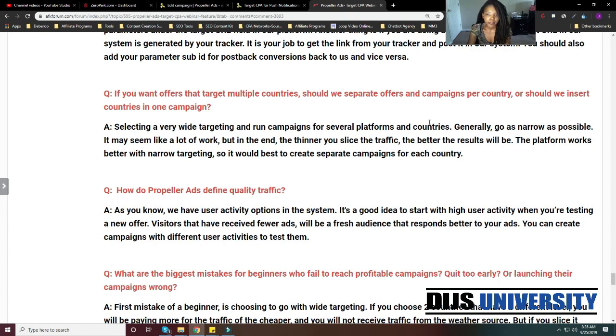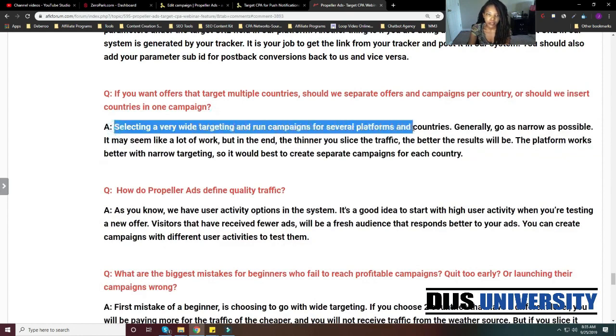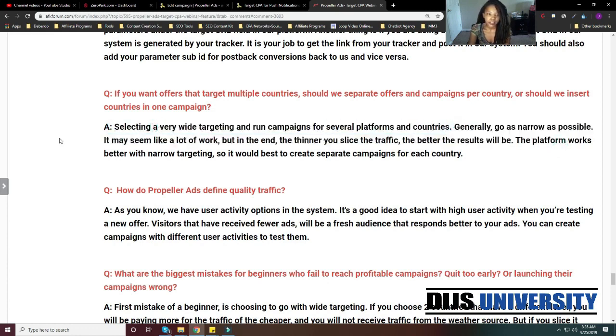So here's the thing. With target CPA, if you want offers to target multiple countries, which we never do, should we separate offers and campaigns per country, or should we insert countries in one campaign? Generally go as narrow as possible. So yeah, they're saying no, don't combine. It may seem like a lot of work, but in the end, the thinner you slice, the better your results will be. So yeah, separate your stuff.